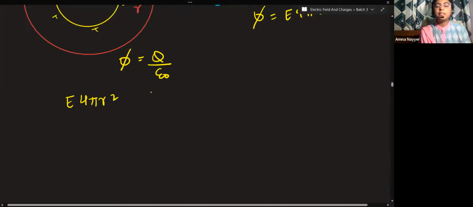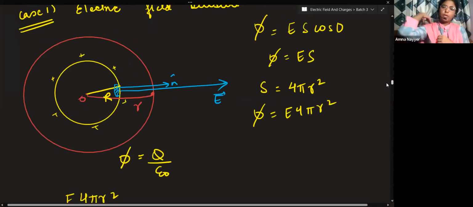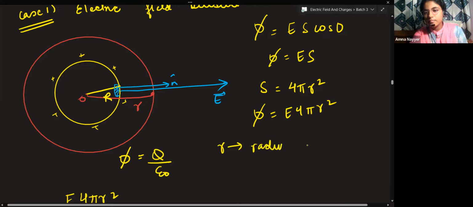Or should I repeat? Is this clear? Ma'am, can you repeat? I'll repeat. See, there are two surfaces. One is your Gaussian surface, means this. So small r is the radius of the Gaussian surface.